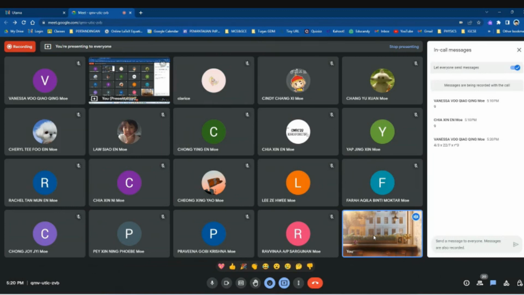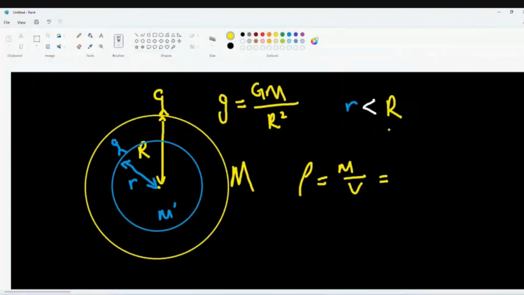Right. Okay, thank you, Vanessa. 4/3 πR cubed. Right. Therefore, we change this into 4/3 πR cubed. So this is the volume.